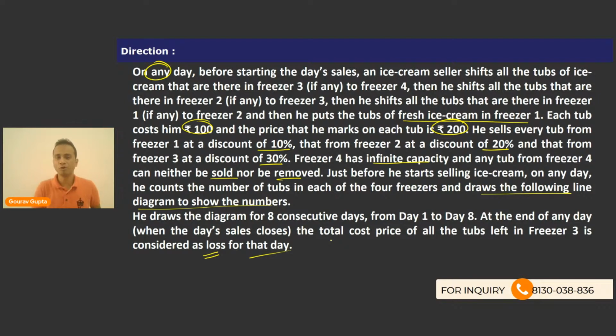Now, this is a very important statement to calculate the profit or loss at the end of any day. The total cost price of all the tubs left in freezer 3 at the end of any day is considered as loss for that day, because after that day, all these tubs from freezer 3 will go to freezer 4 and they cannot be sold further. All right, so that means it will be considered as a loss.